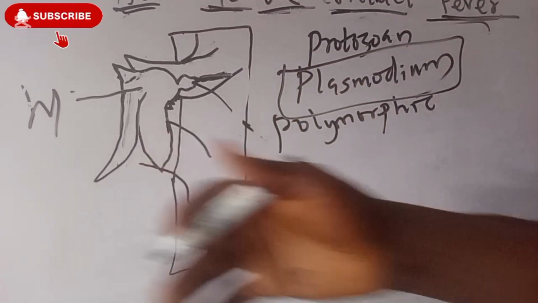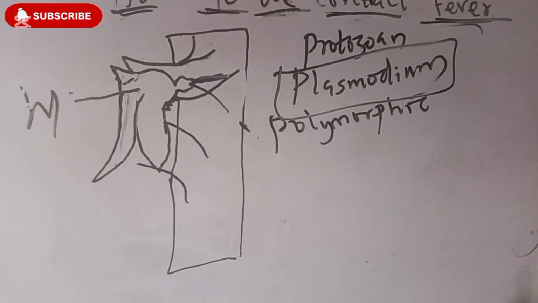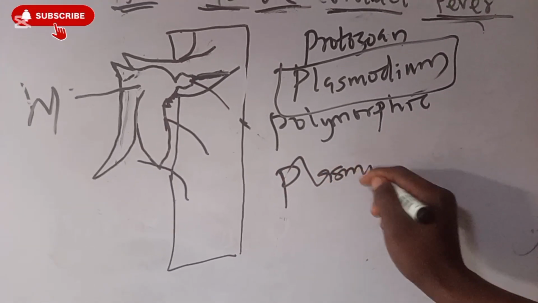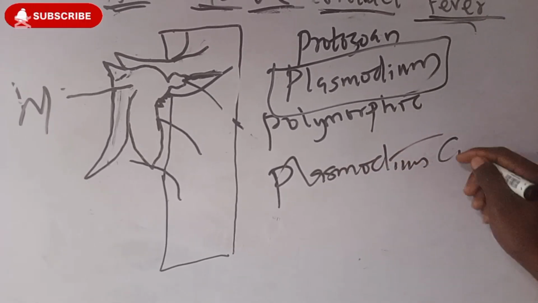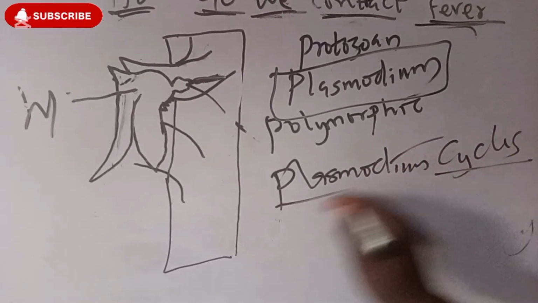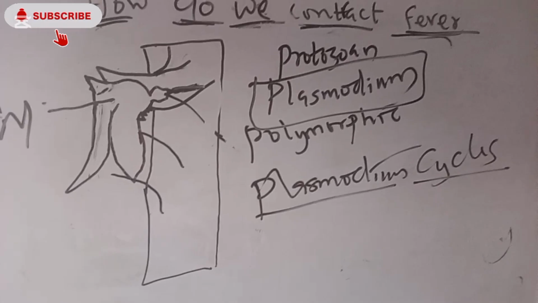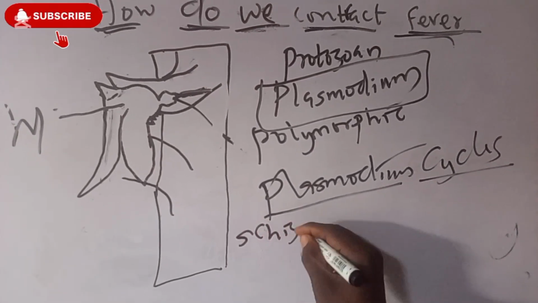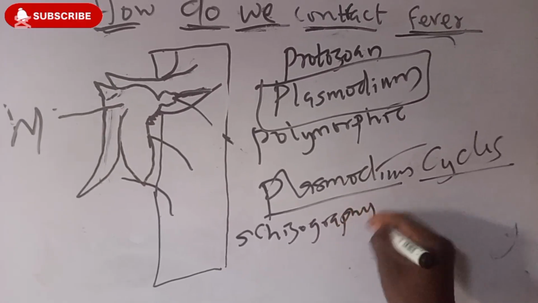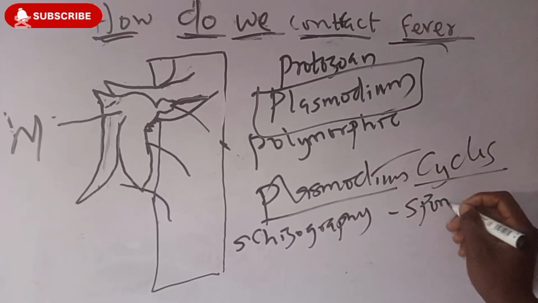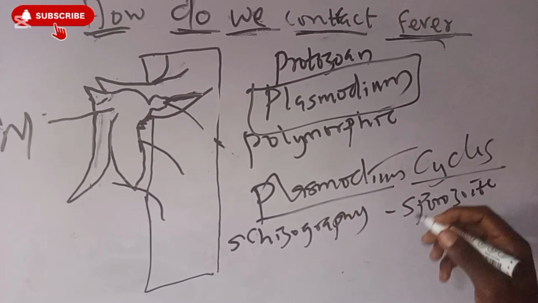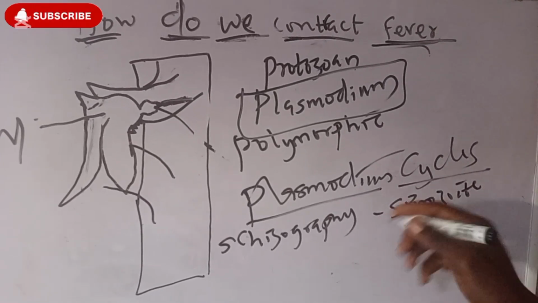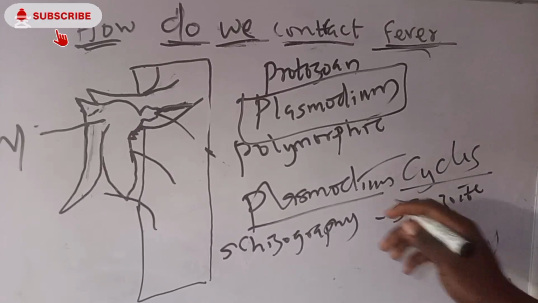So they will get injected into our body, and there they will undergo some cycles, which we call the plasmodium cycle, which we are going to explain very briefly. When these plasmodium are in our body, they will undergo a process known as schizogony to become sporozoites. Immediately they enter our body, they go straight to the liver. Within 2 to 3 minutes, they are already in the liver.